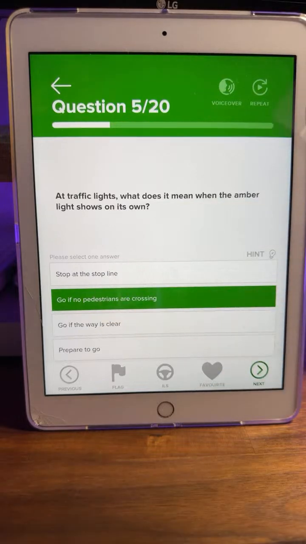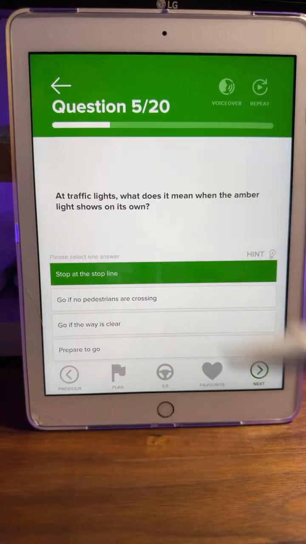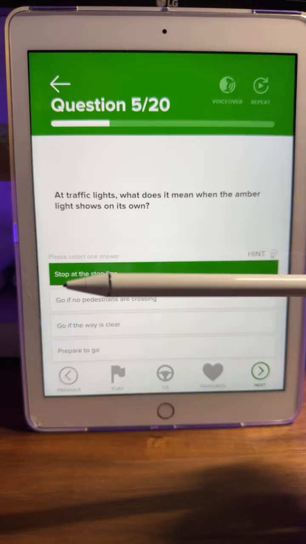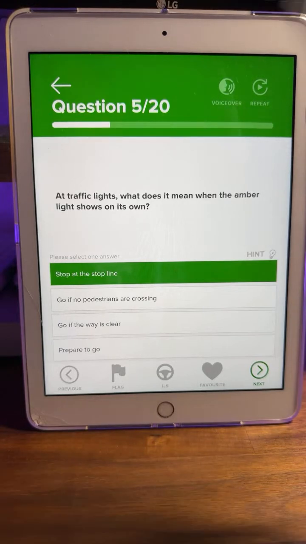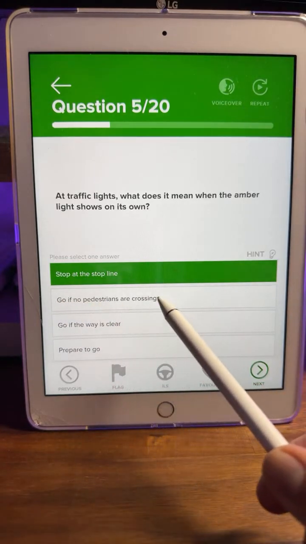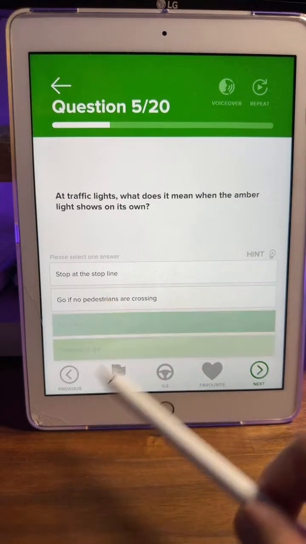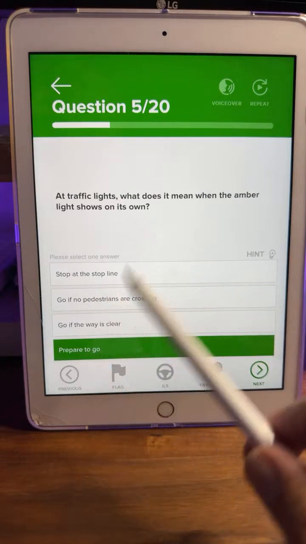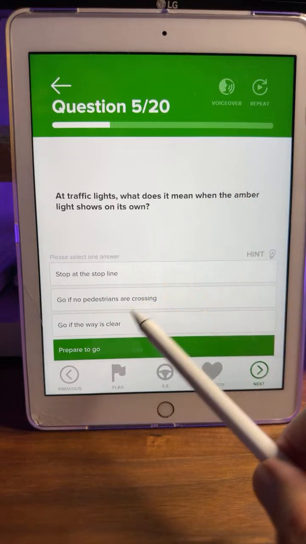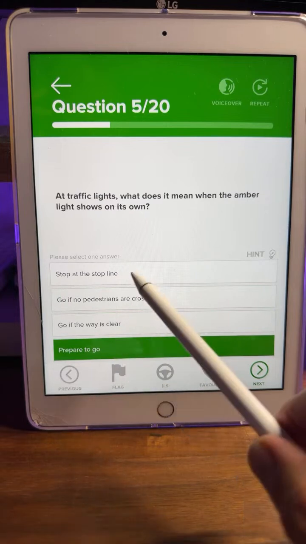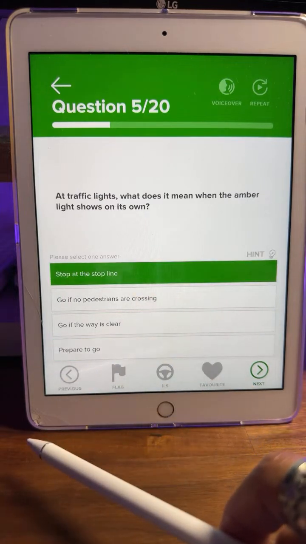If you're far enough back, stop at the stop line. If you're so close to that traffic light that you'd have to slam your brake on, don't slam your brake on. Go through the amber light, it's fine. So go if no pedestrians are crossing, no, that's not the right answer. Go if the way's clear? No. Prepare to go? No. Amber on its own does not mean go. B, C, and D are all wrong answers. Stop at the stop line is the correct answer.